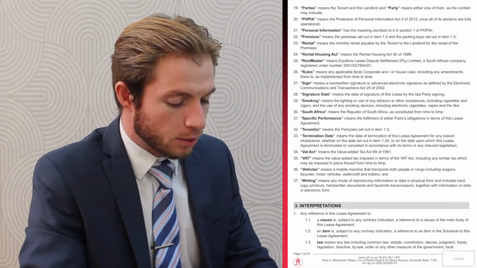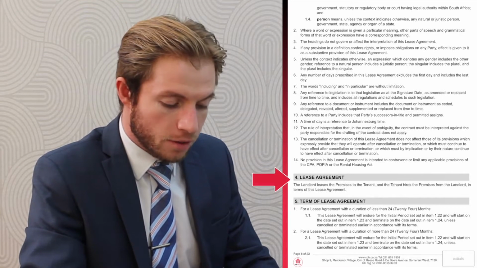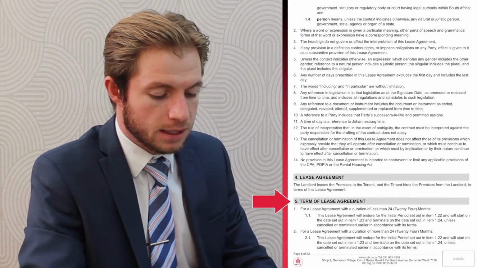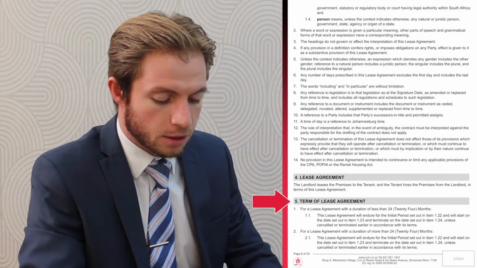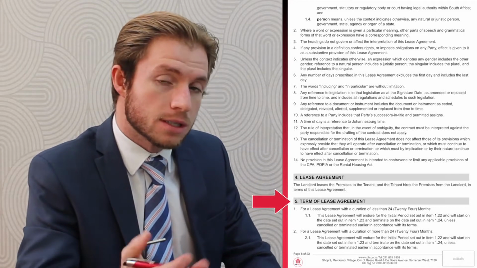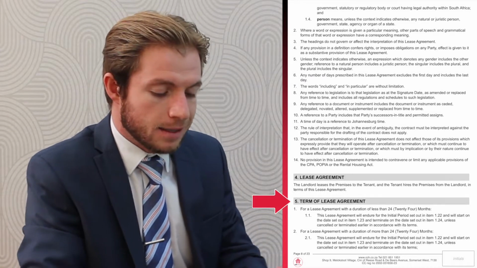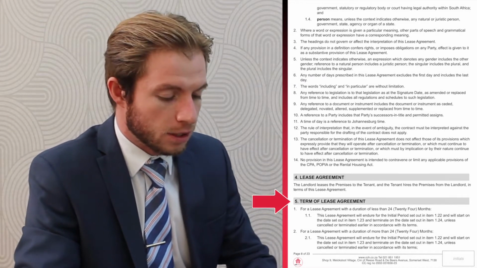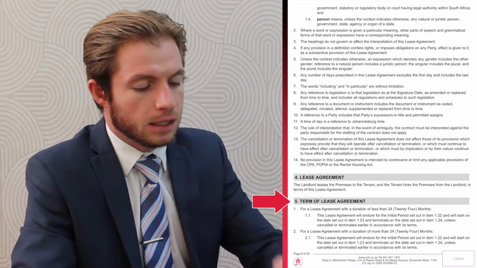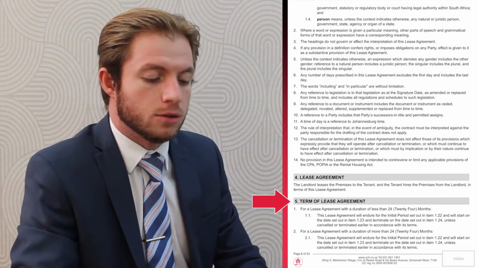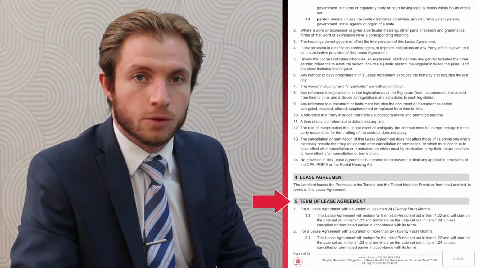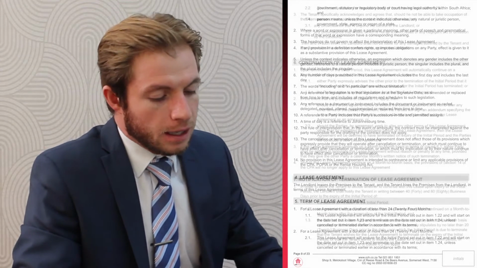Then we can quickly go on to clause 4, self-explanatory. Clause 5, the term of the lease agreement, also pretty self-explanatory. It's also contained in the schedule, that first 5 pages that we just discussed. The term of the lease agreement will also be included. Usually, it is common practice to conclude a lease agreement for 12 months.